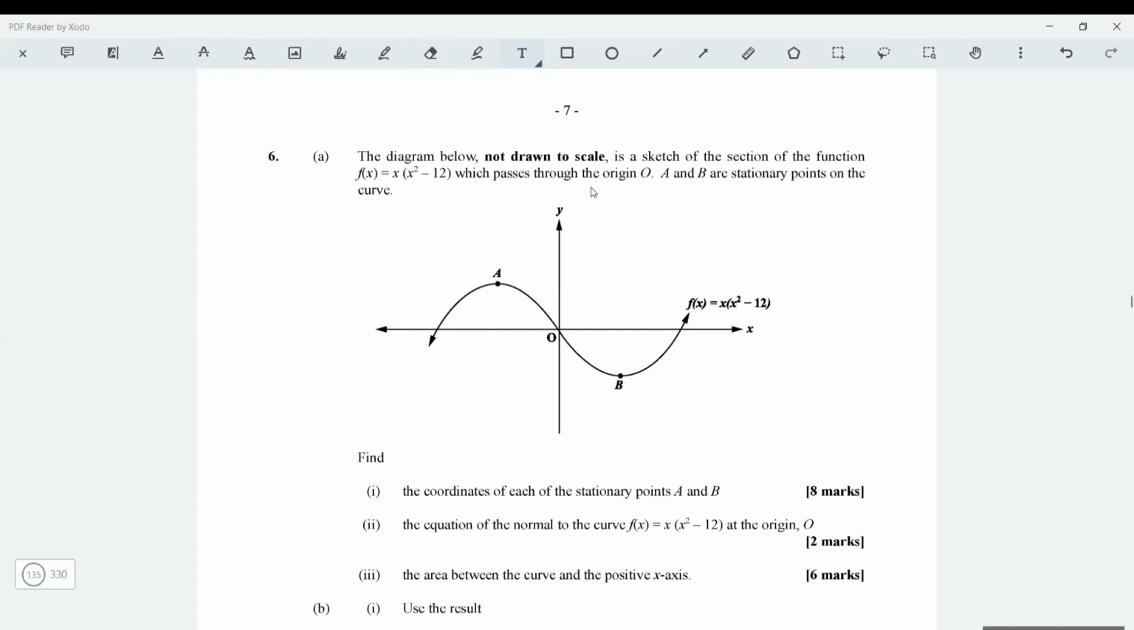And it says it passes through the origin O, A, and B. These are stationary points of the curve. And it says we're supposed to now find the stationary points A and B. All right? So we need to find A and B. So now if we're supposed to find A and B, what happens at a stationary point, Marika?